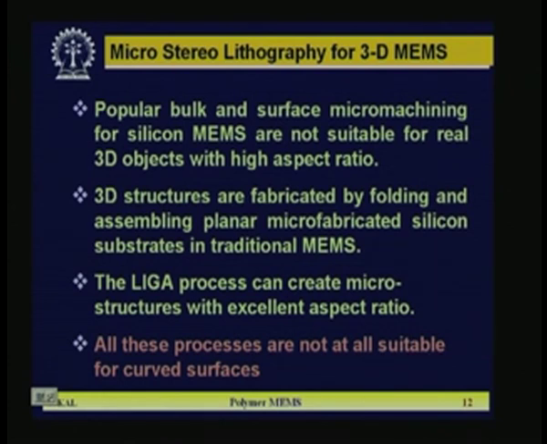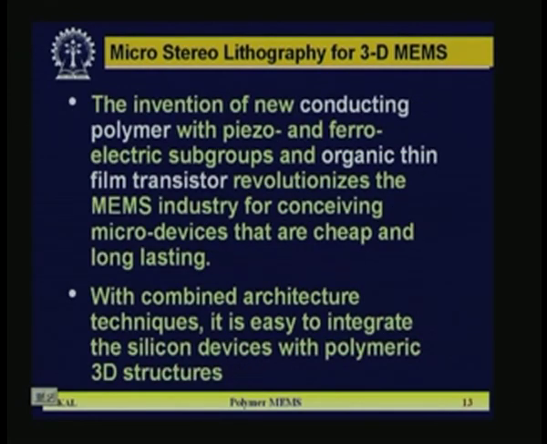Some technique we know for getting high aspect ratio is the LIGA process, which can create microstructure with excellent aspect ratio also. But all these processes, meaning either surface or bulk micromachining or microstereolithography, are not at all suitable for curved surfaces. If you want a curved surface with regular curvature, that is not possible with those conventional methods for silicon.